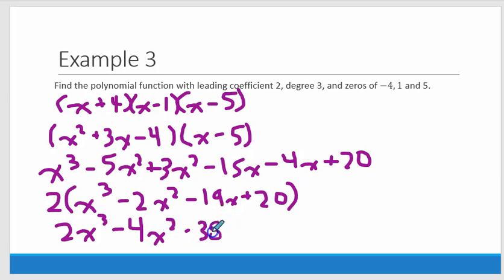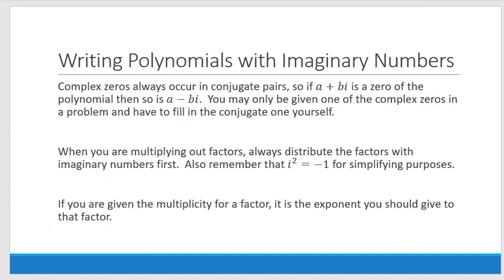So now I'm distributing the 2 through the entire expression. And the other piece of information I gave was that it has degree of 3 for our final answer. And sure enough, my exponent is a 3 on that expression. So this is the polynomial with leading coefficient 2, degree of 3. And if I solved this, if I went through the process of listing the possible roots, it would bring me backwards to negative 4, 1, and 5.